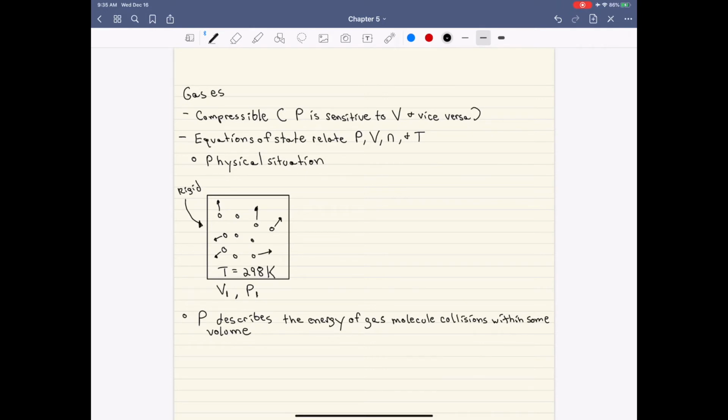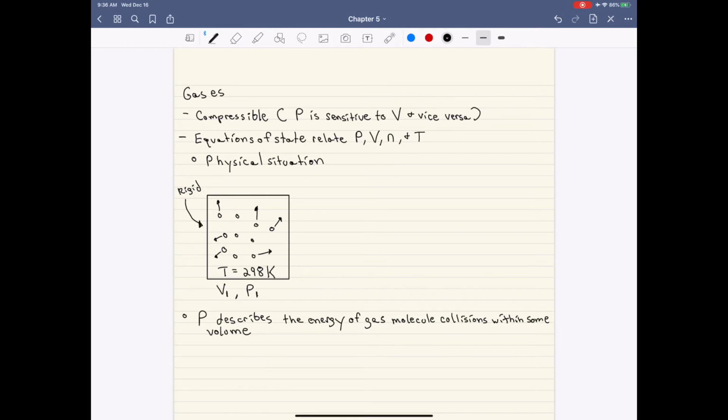Okay? And so because these gas molecules are constantly moving around, occasionally they bump into each other, or more likely these gas molecules will collide with the sides of the container. Okay? And so these gas molecules are constantly moving around, they're constantly hitting each other, and they have some sort of energy, right? And so the pressure in the system is describing how much these gas molecules are moving around within the volume of the system. And this sort of makes sense, right?